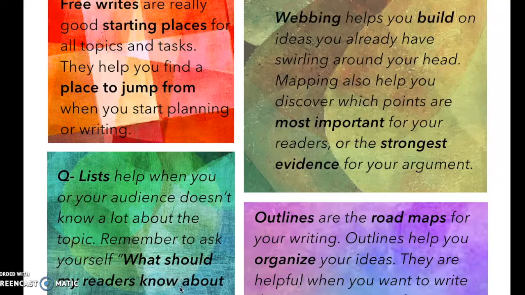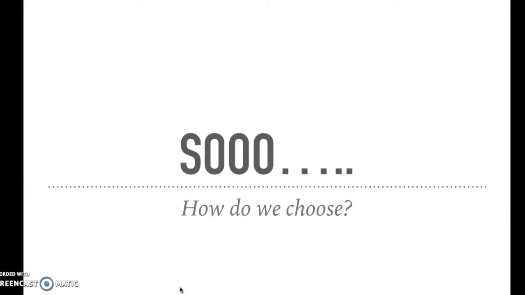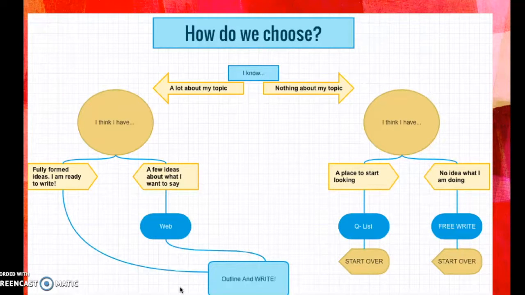Here are just some good reminders that you can use to help yourself when thinking about pre-writing. These are also on your handout for you to reference later. So, how do we choose what to do? How do we choose which pre-writing to do before we move on to outlining or writing? So here's a handy dandy flow chart. It should help you decide if you need to do a stage 1 brainstorming stage activity or if you can move on to a web. Most of them will all end in outlining and writing.